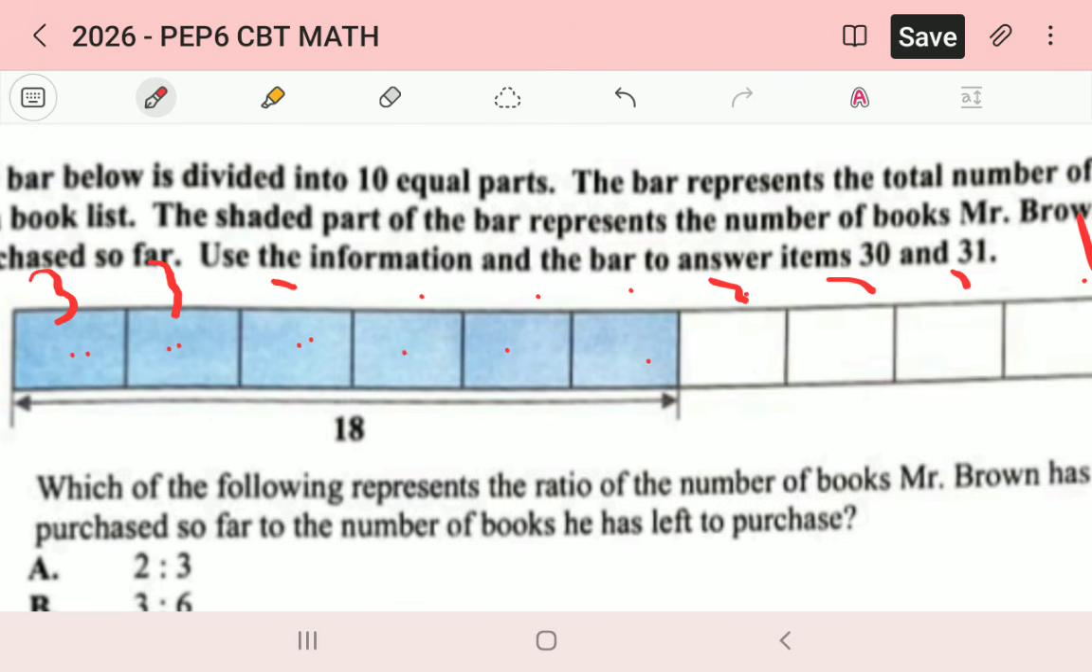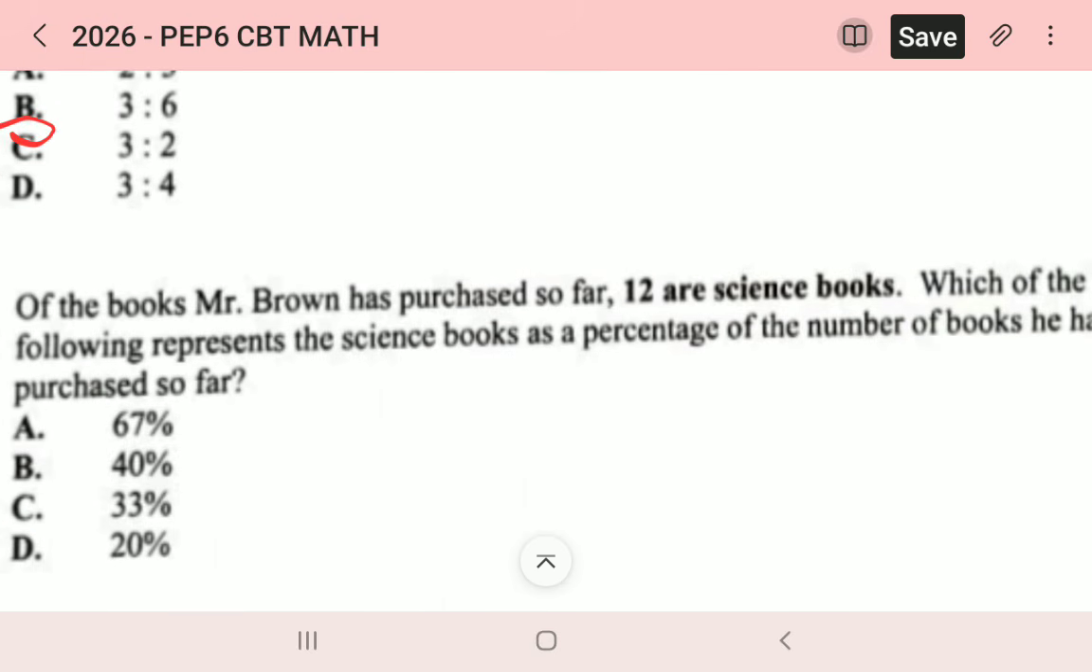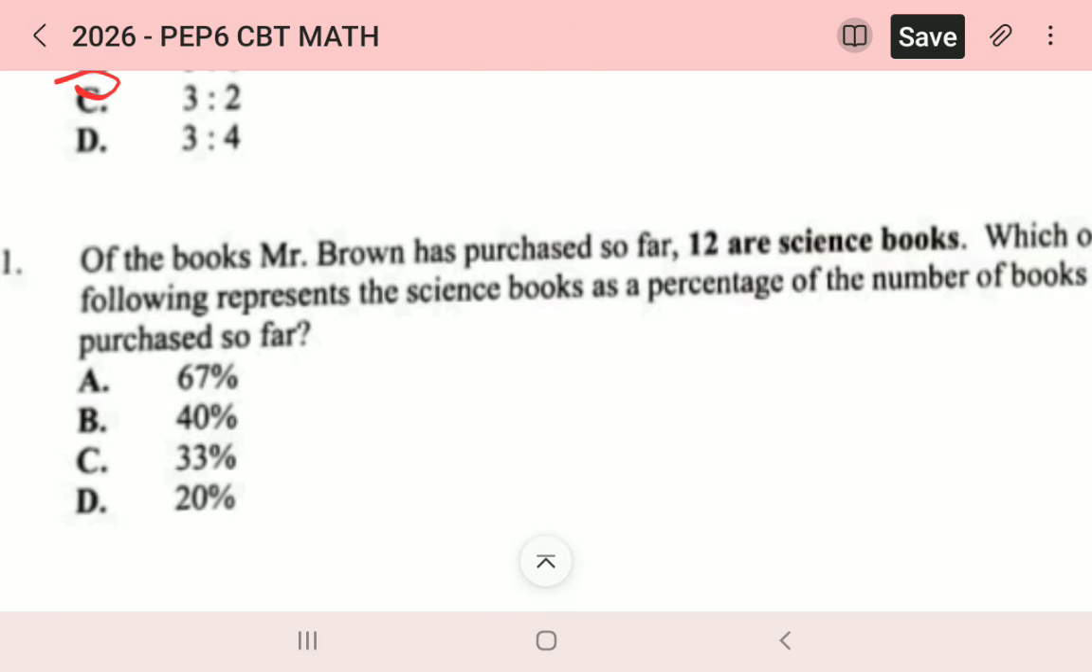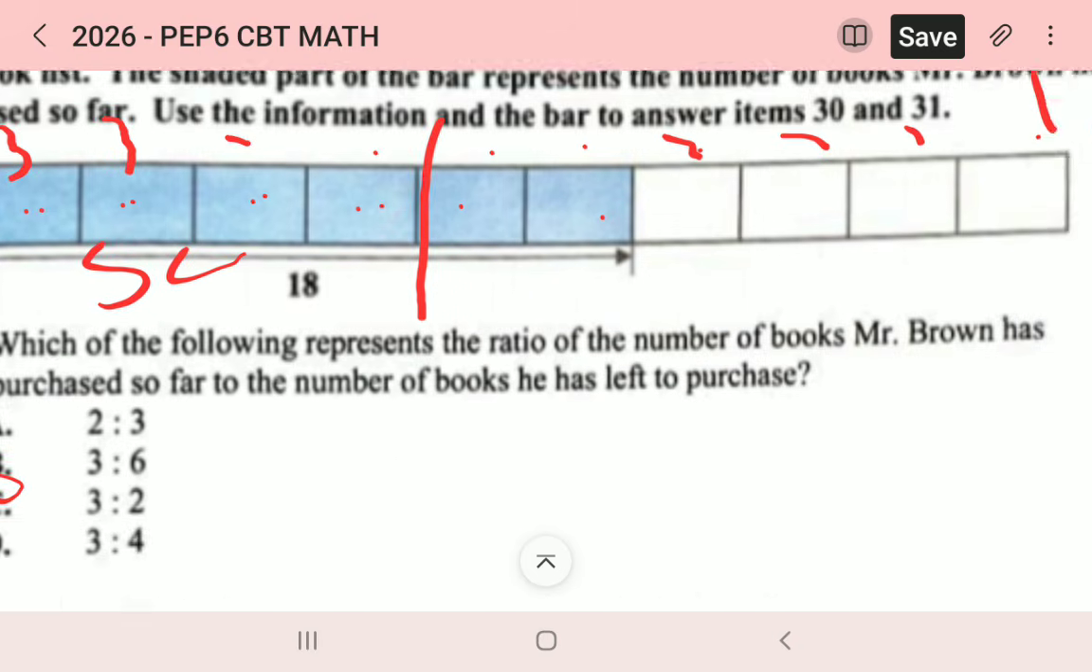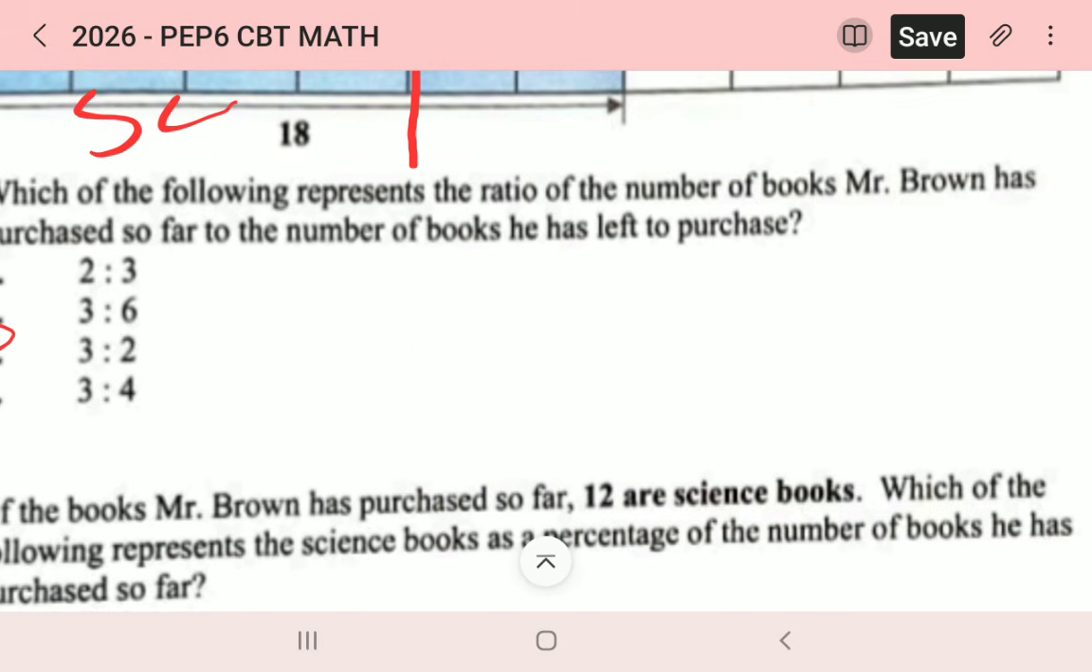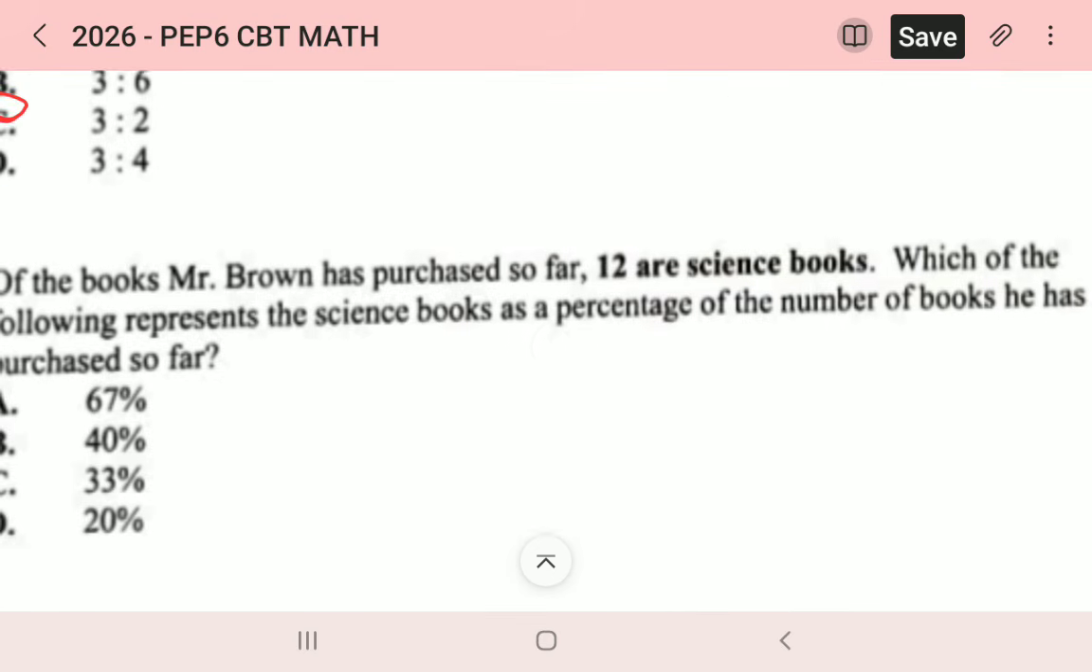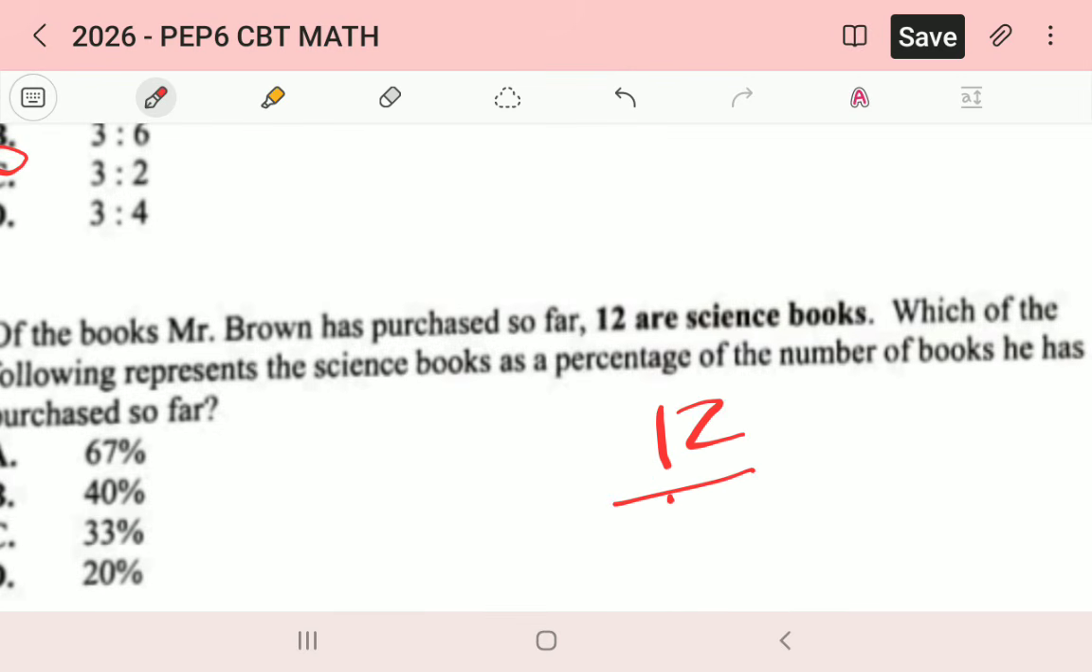So 3, 6, 9, 12. So these over here are science. Let's call that science. Let's read on. So it says of the books he purchased, 12 are science. Which of the following represents the science books as percentage? So it's 12 out of 18 times 100, and that's how you'll work the percentage. All right. 12 out of the 18 books bought times 100, and you work to get your percentage.